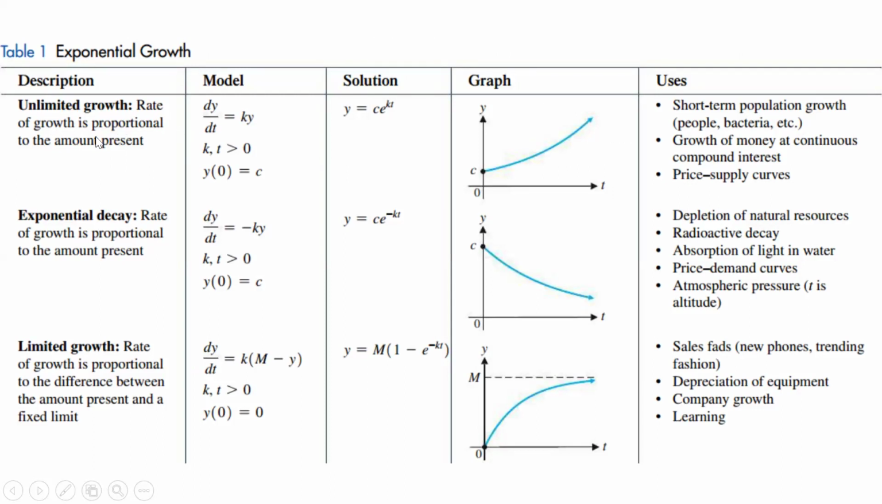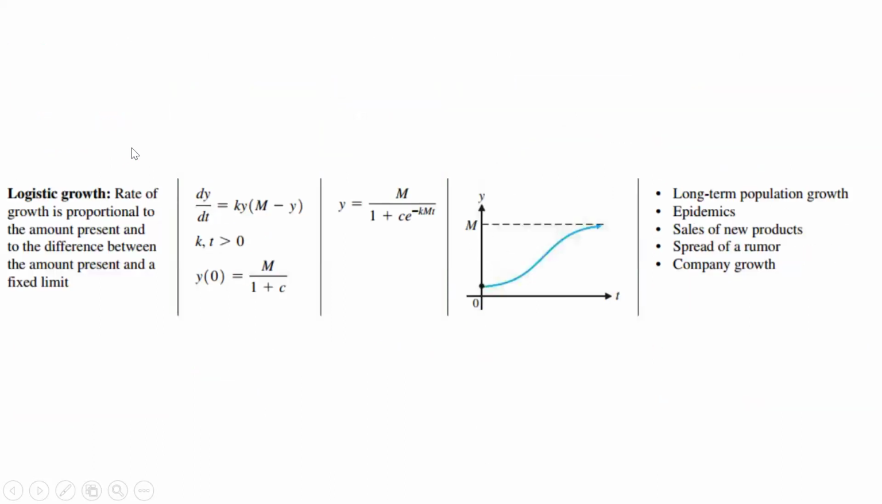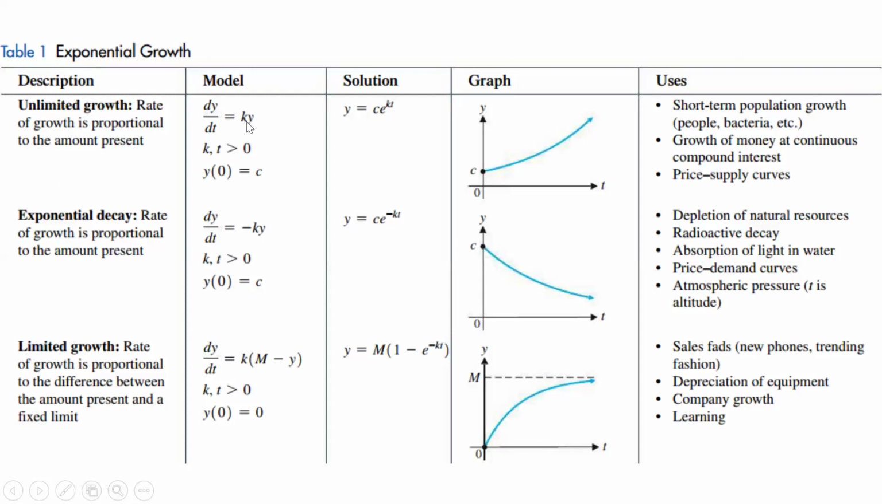This is where the rate of growth is proportional to the amount present. And so we have dy/dt equals ky, and k and t both have to be greater than 0, and y of 0 is equal to some c. Our solution is going to look something like that. This is going to be our exponential kind of growth function. So this is kind of short-term population growth, people, bacteria, etc. Growth of money at continuous compound interest rate, and price supply curves. So that's what we'll see with unlimited growth.